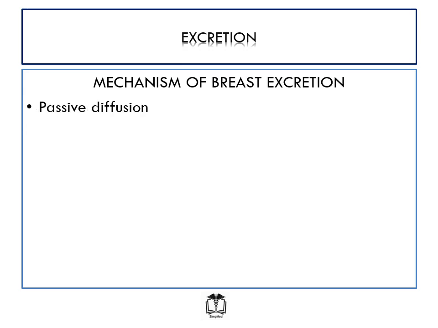Then the excretion of drugs through the breast also follows the mechanism of passive diffusion. The breast is involved in the production of breast milk. Through the process of production of breast milk, drugs could be secreted into the breast milk through passive diffusion. A typical example of a drug that makes use of this mechanism is aspirin.